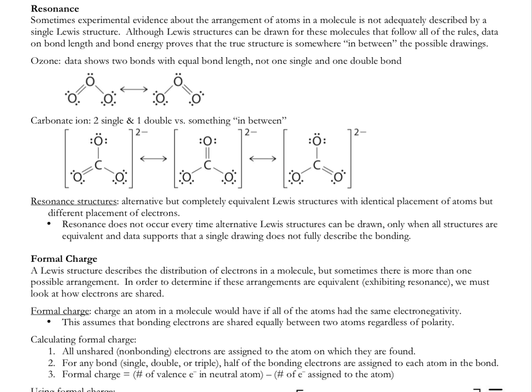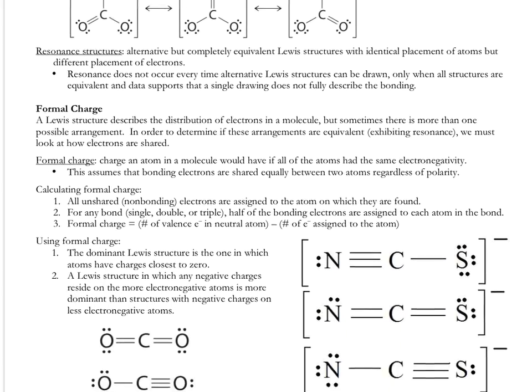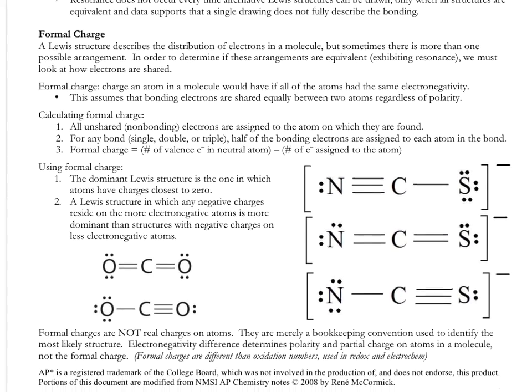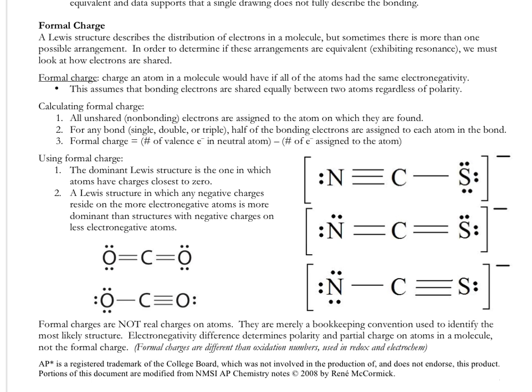If there's data, or if there's an explanation saying that this structure doesn't really have a double and a single bond, we need to be able to represent that graphically. So resonance is something we would see when there's 2 possibilities that are completely equivalent to one another. And to understand if these possibilities are equivalent, we use a concept called formal charge. The definition of formal charge, you can see, is the charge an atom in a molecule would have if all the atoms had the same electronegativity.